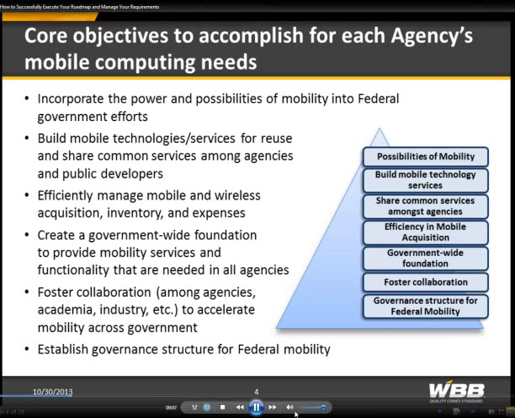But some of the core objectives that are out there for health agencies and some federal agencies like the VHA, the military health systems, HHS, FDA, and I can go on and on, and of course all the healthcare organizations, the physicians, the clinicians, the pharmacies, is, from a mobile computing standpoint, you want to incorporate the power and possibilities of mobility into federal government efforts.